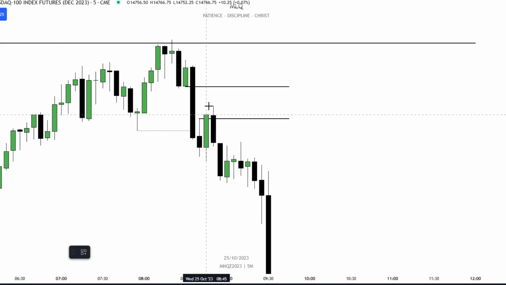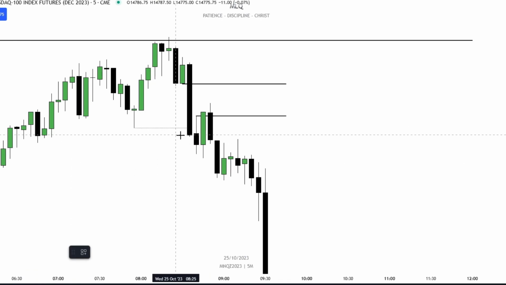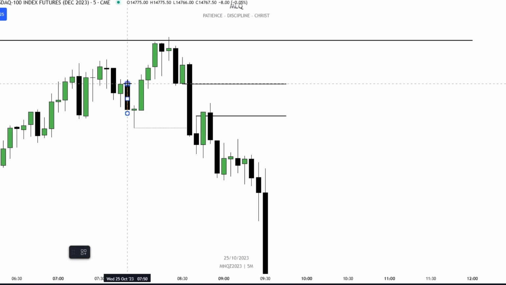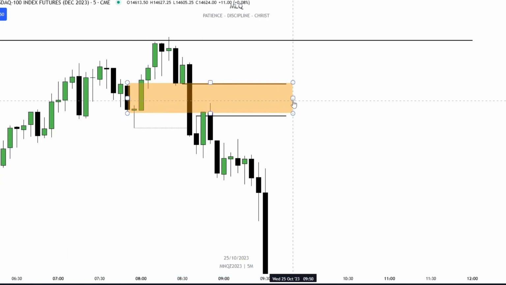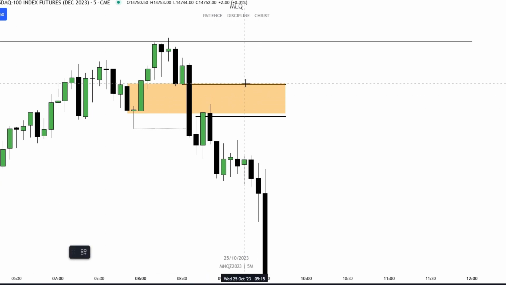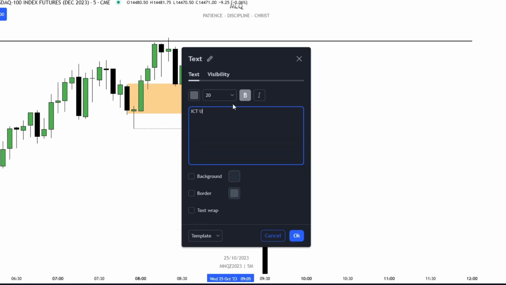The breaker block overlaps with the fair value gap. Again, we have the fair value gap here that happened after the market structure shift. And after the market structure shift happened, we created this breaker block. And the breaker block overlaps with the fair value gap. So this would be a perfect ICT Unicorn model.